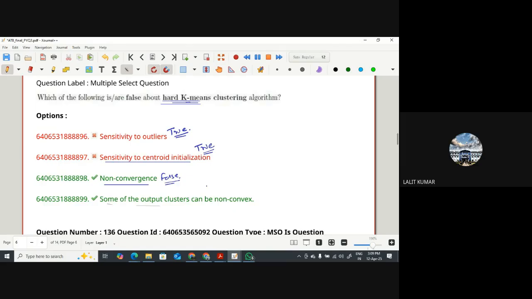Some of the output clusters can be non-convex. Non-convex means, what is a convex function? Non-convex means it can be like this. Can it be like this? It cannot be. Hard k-means will always try to discriminate along a straight line. So this cannot be non-convex. So this is false.